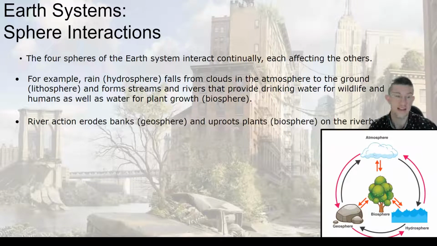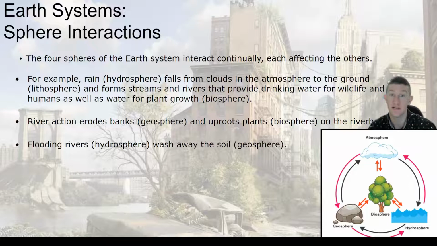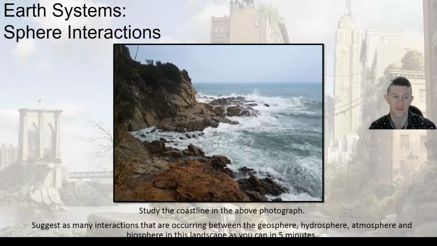Another example is that rivers erode banks, which is the geosphere, and it can uproot plants, being the biosphere, on those riverbanks. Another example is flooding rivers, which is the hydrosphere. They can wash away the soil, being the geosphere.